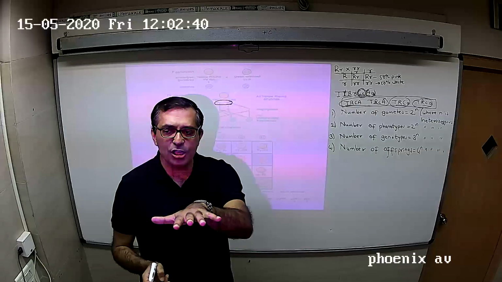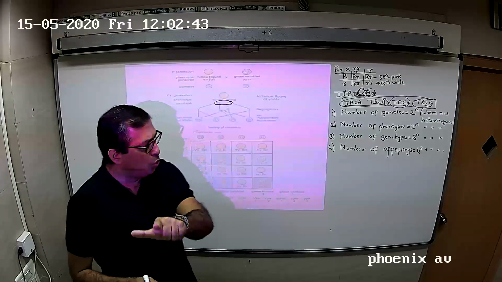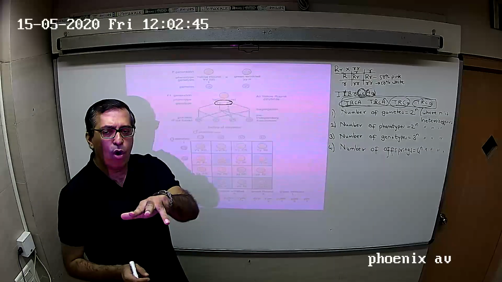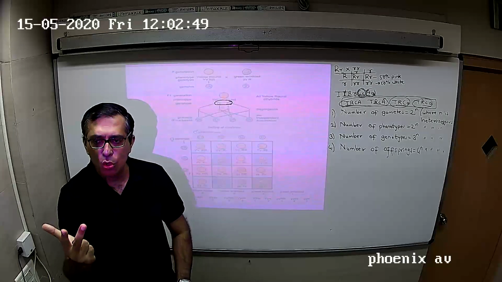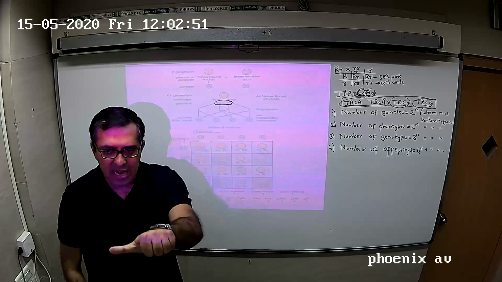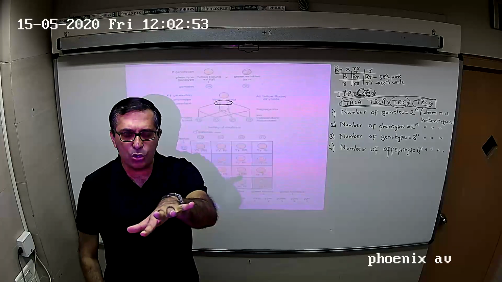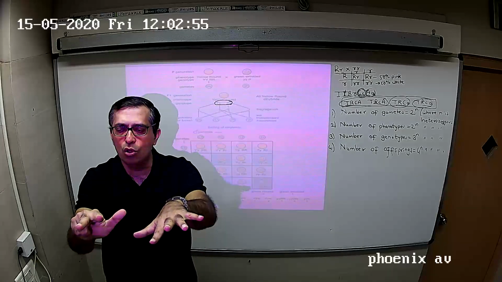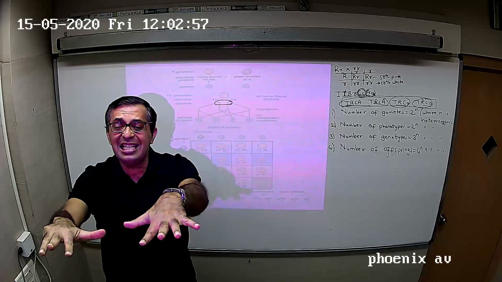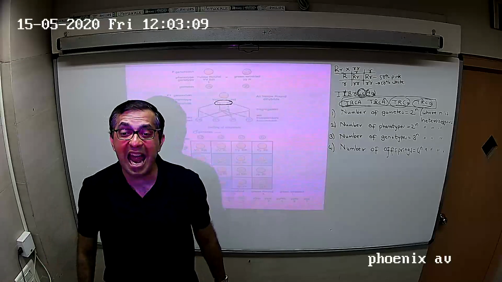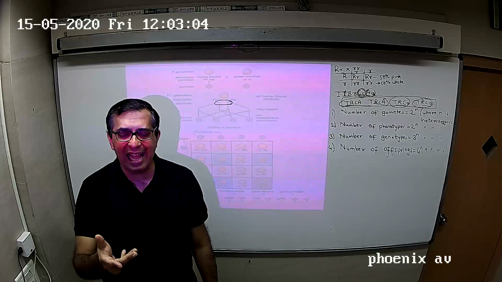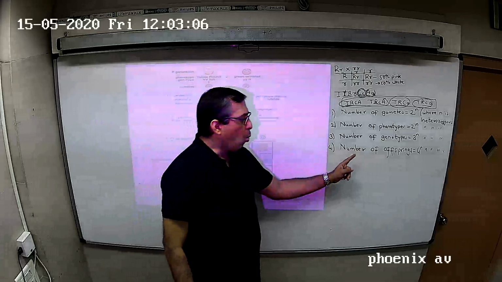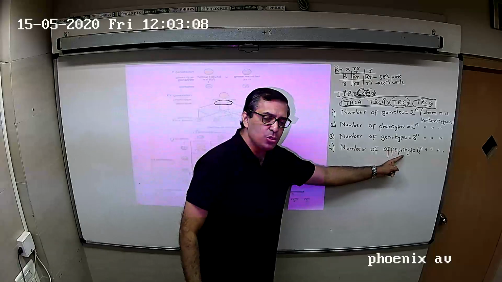So how many types of genotypes are there? 1 is to 2 is to 2 is to 4 is to 1 is to 2 is to 1 is to 2 is to 1. So how many types of genotypes? 9 types of genotypes. And what number of offspring do you get?